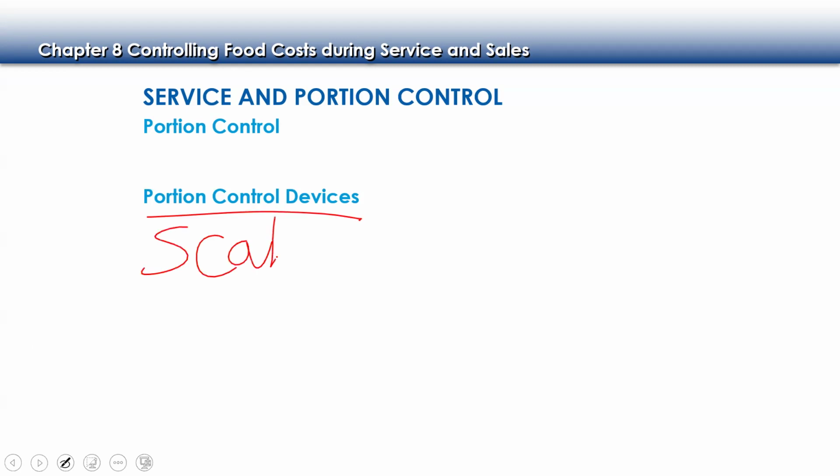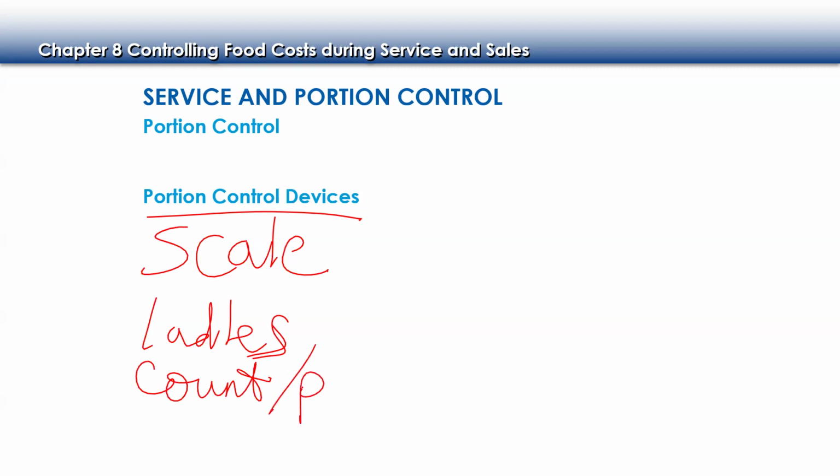Good. So scales. Good. Ladles. Okay, we could use our eyes to make sure we're counting exactly, or we might have pictures. Okay, we might have a picture of what that dish is supposed to look like before it goes out. That way I know if there's supposed to be 4 shrimp in that shrimp linguine, then I gotta make sure I have 4 shrimp there. Okay, good.